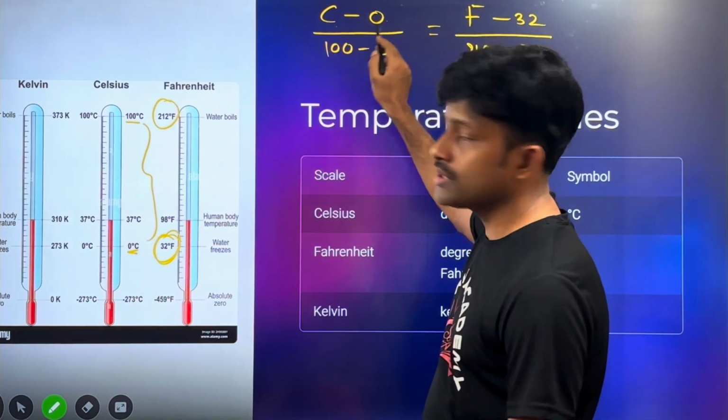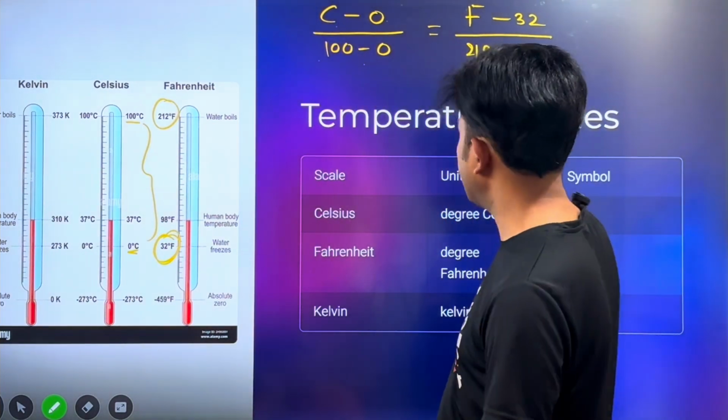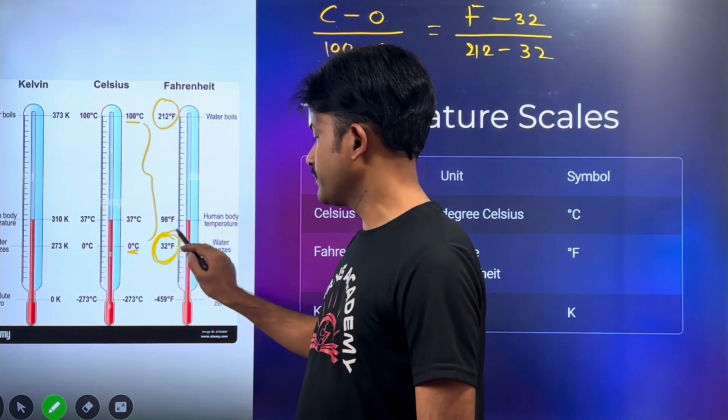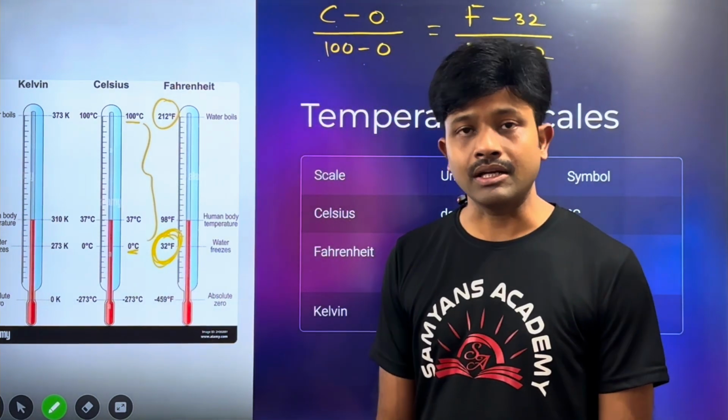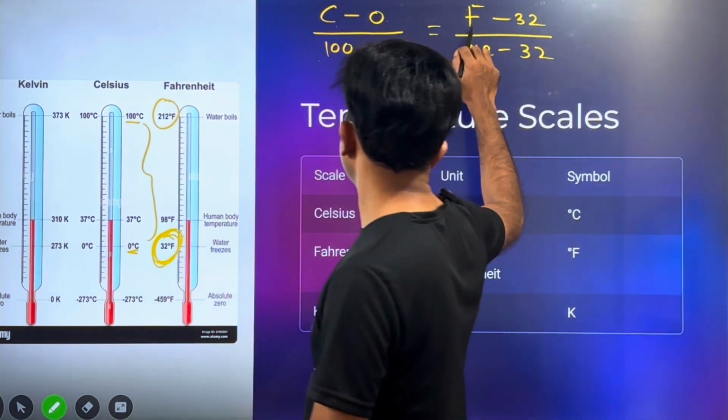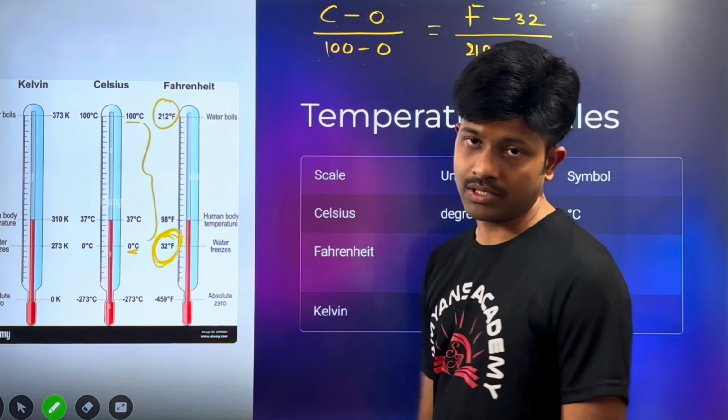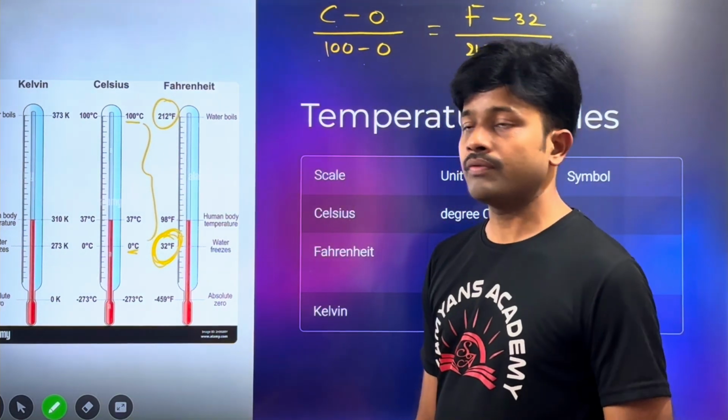Yes or no? Then (C minus 0) by (100 minus 0) is equal to (F minus 32) by (212 minus 32). What is the minimum value of the Fahrenheit scale? That is 32 degrees Fahrenheit. Then you say here F minus 32 by 212 minus 32. By using this we can derive the formula.